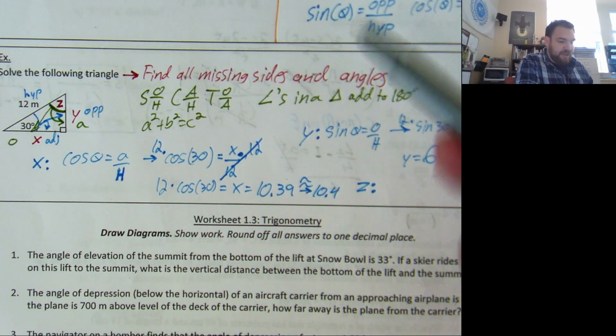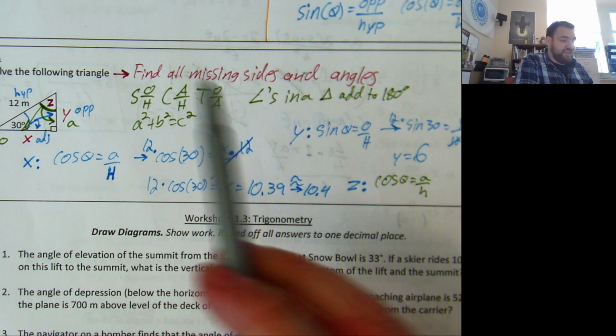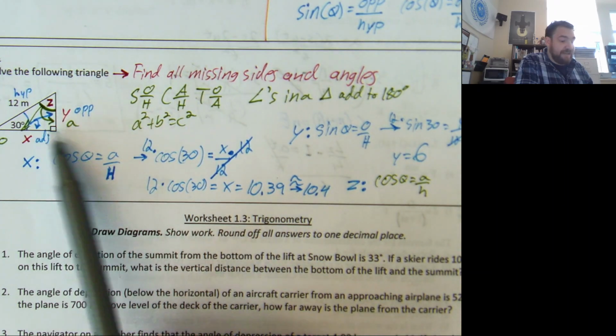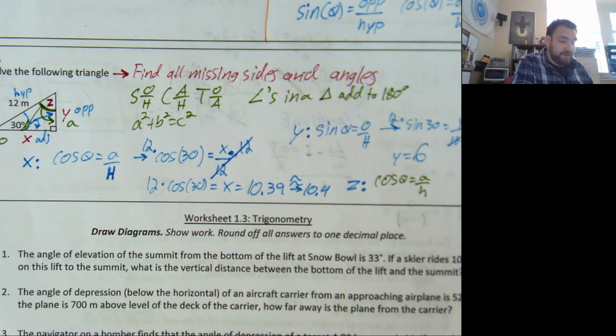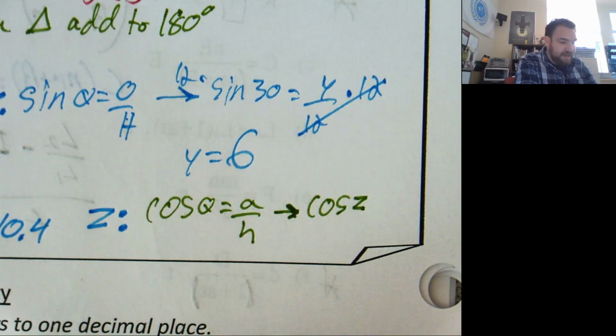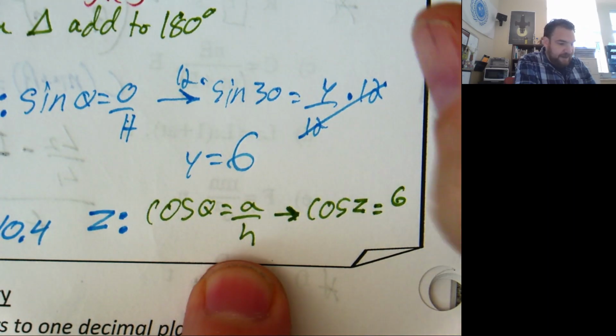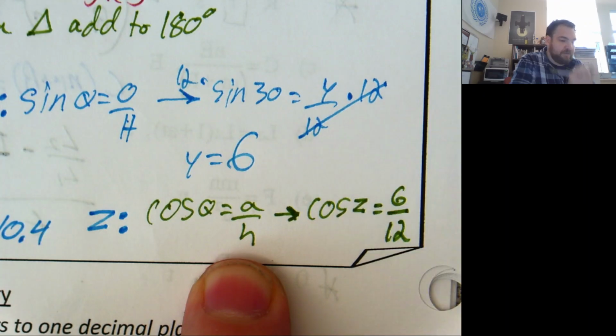And I'm going to say, okay, do I want cosine? I do want cosine. The cosine of an angle is equal to the adjacent side over the hypotenuse. The adjacent side to Z is now this side over here, Y. So I'm going to get the cosine of Z. I'm going to zoom this in over here so you can see it. The cosine of Z equals the adjacent side, which we know is 6 long, divided by the hypotenuse, which we know is 12 long.